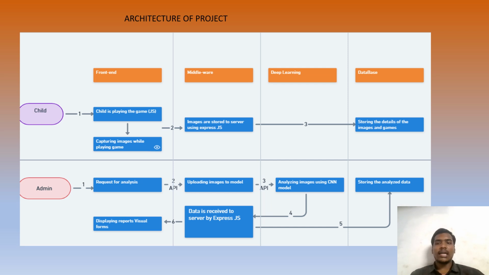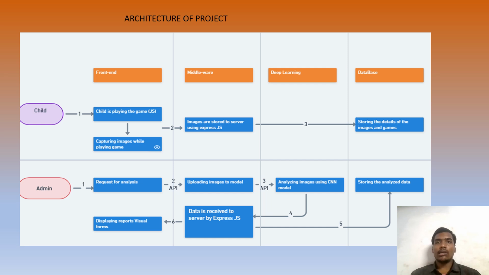Let us see the architecture of the project. Architecture overview. In the front end, child interaction takes place. The child interacts with the game that is developed in JavaScript, which includes features for capturing images during gameplay. So the game captures images of the child's expressions as they play.